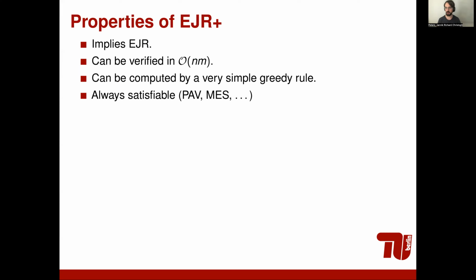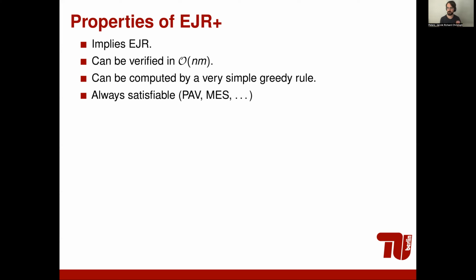Now, by definition, this implies EJR, and contrary to EJR+, which is co-NP complete to verify, this can be verified in O of n times m, or even in linear time in the instance size. And we can compute it by a very simple greedy rule. You can check it out in the committee, and it's always satisfiable.